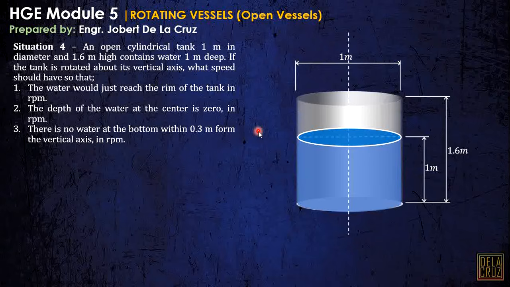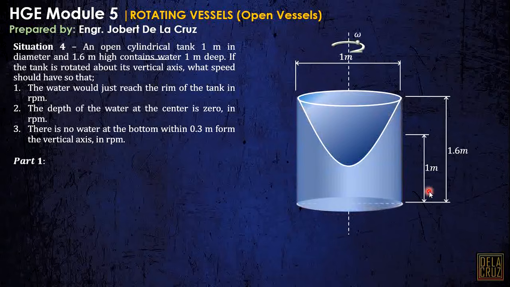Okay, so unahin na ito, number 1. Yung water daw will just reach the tank rim. In this case, pag pinaikot natin yan, of course, it will create an imaginary paraboloid. So, ito yon. So, ano yung gagawin natin? Using this formula, makukuha natin yung y natin. Ang focus natin dito is to calculate the omega, the angular speed. Now, how can we solve this one?